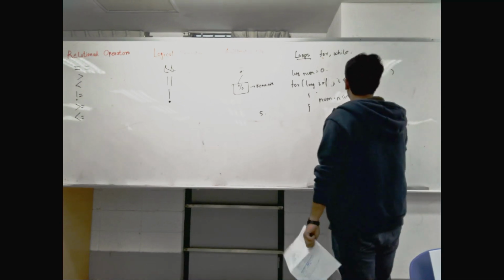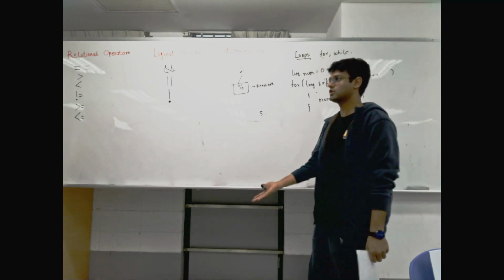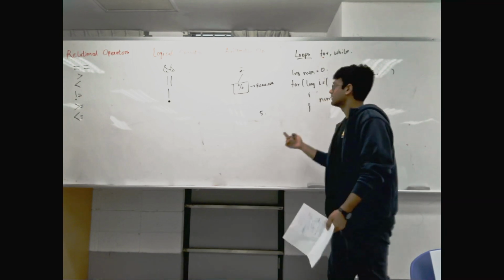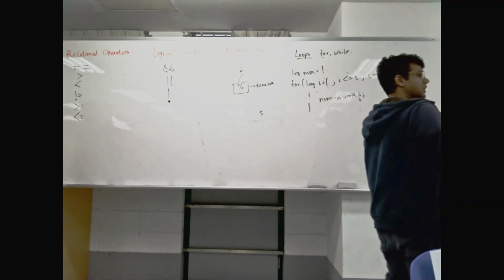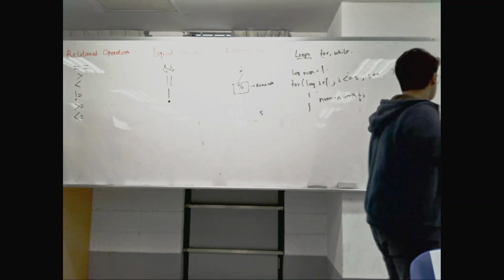So what would you change now? 1. This will be 1. Good. Now we can multiply each number.